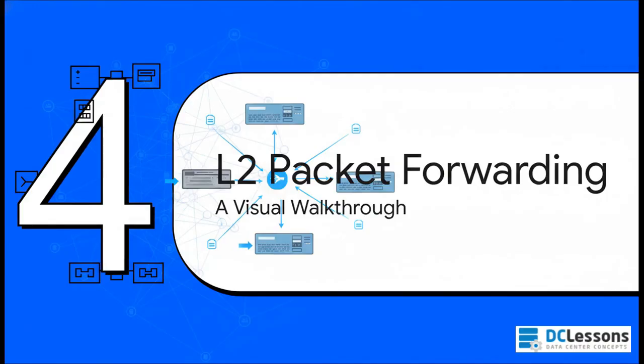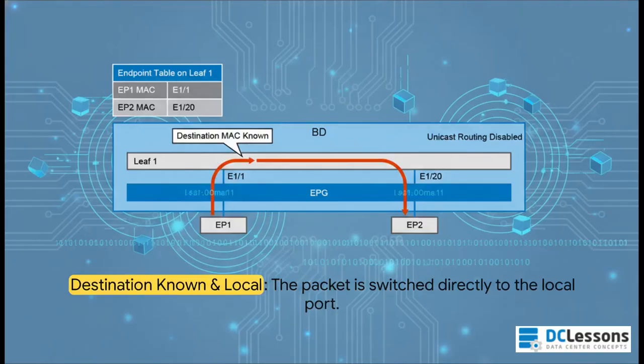All right, enough with the theory and the checkboxes. Let's make this real. We're going to walk through a couple of scenarios to see exactly how these settings translate into layer 2 packets actually moving across the fabric. So let's start with the simplest case imaginable. EP1 and EP2 are in the same VD, and they're both plugged in to the same switch, leaf 1. The leaf already knows that EP2's MAC address is on port E1/20. So when EP1 sends a packet, the leaf just does a simple local layer 2 switch. Easy. No fabric magic needed.